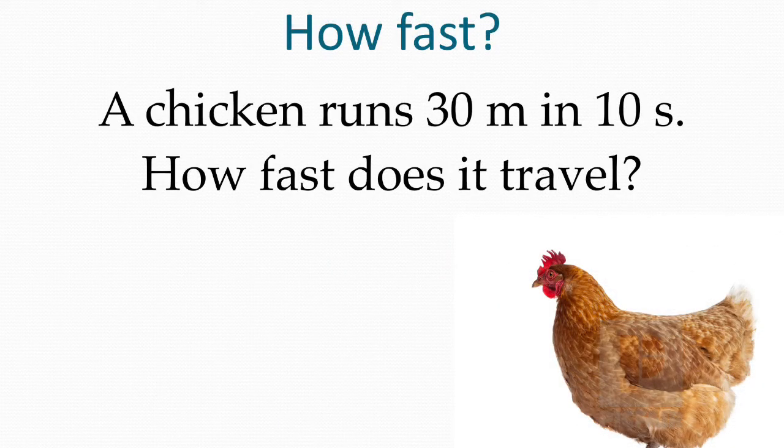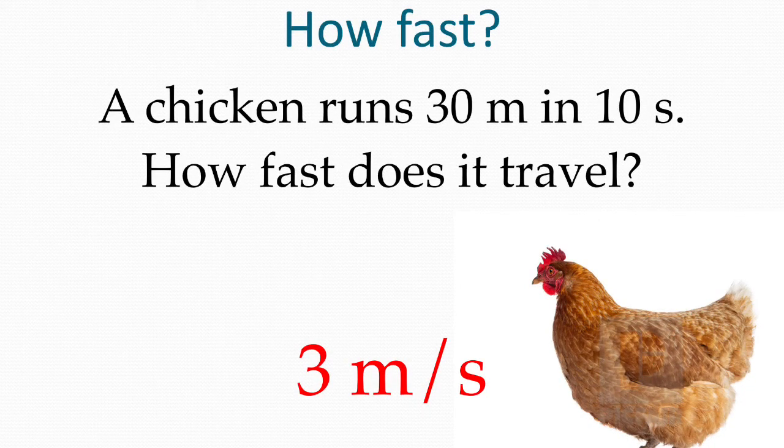Now we have a chicken travelling 30 metres in 10 seconds. How fast would that chicken be travelling and what would the units be? Pause the video while you work it out. So 30 divided by 10 would give a speed of 3 and the units is metres divided by seconds, metres per second.